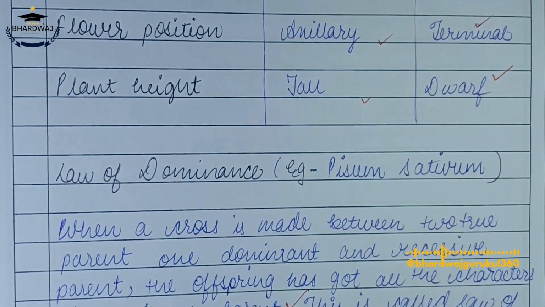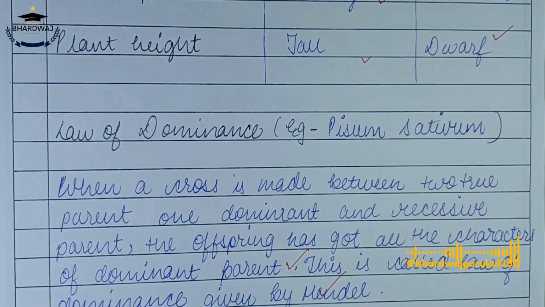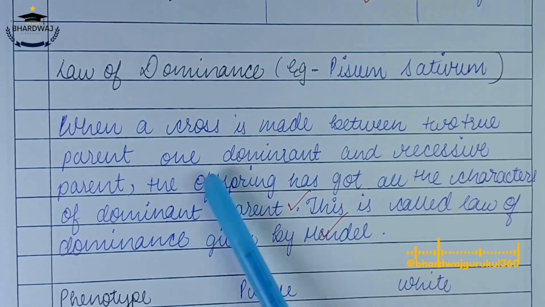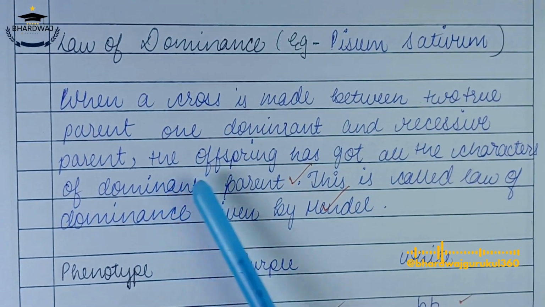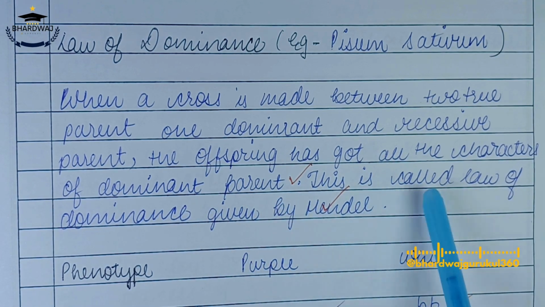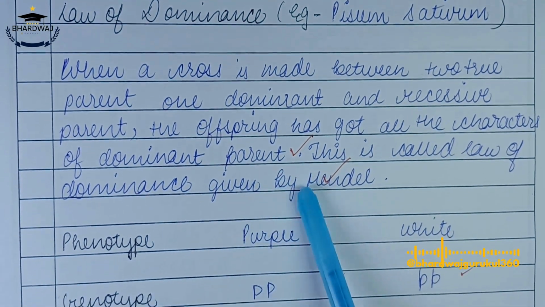Law of dominance, that is the first law of inheritance given by Mendel. When a cross is made between two true parents, one dominant and the other recessive, the offspring has all the characters of the dominant parent. This is called the law of dominance given by Mendel.